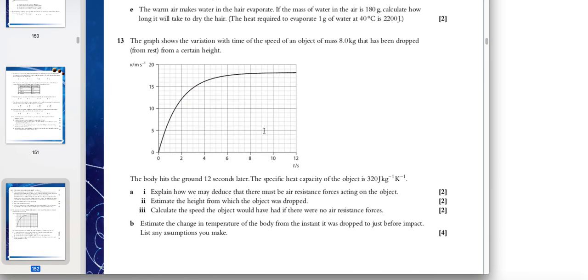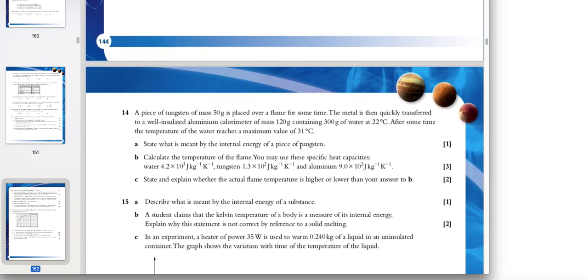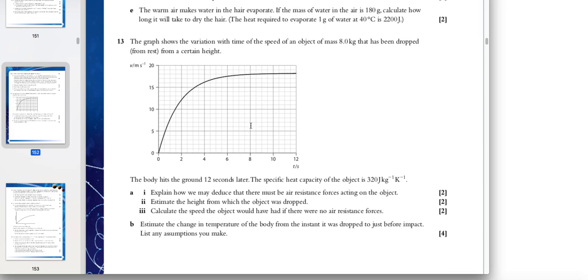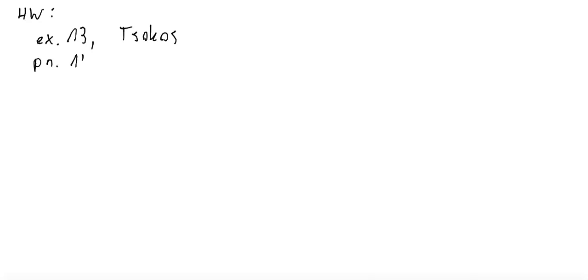Okay, so as you know, homework is from your Tsokos. So open it, you have to do exercise number 13 from your Tsokos, page number 144, which is of course 12 to the power of 2. So Tsokos, page 144, and exercise number 13. Today is Thursday, so the next lesson is Wednesday, so till Tuesday you have to do this.